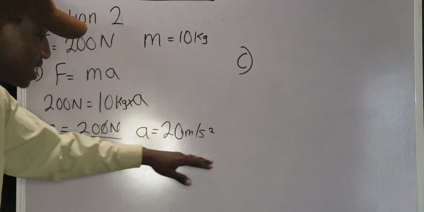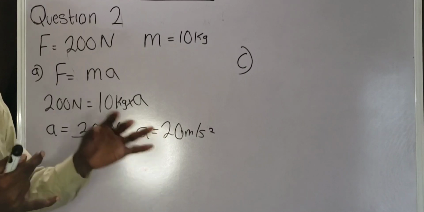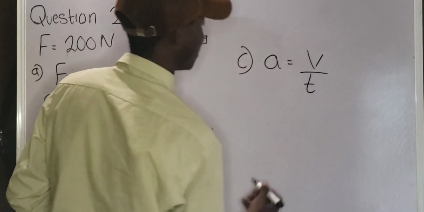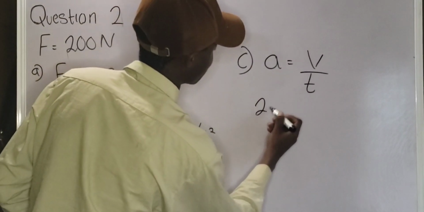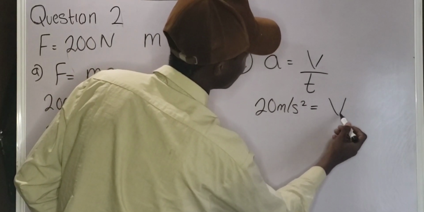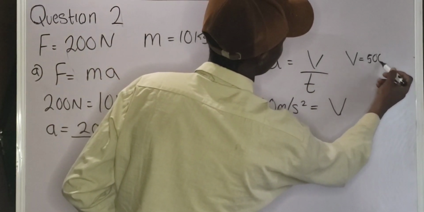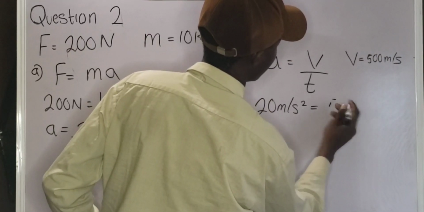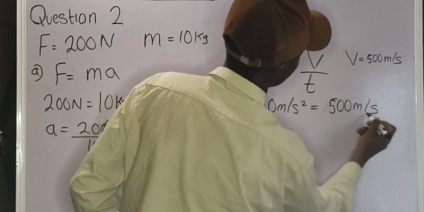Now, don't forget that the relationship between acceleration, velocity, and time is this: acceleration is equal to velocity over time. Do you understand? And we have calculated the acceleration as 20 meters per second squared. So I'm going to have 20 meters per second squared is equal to velocity, which is the speed. The speed has been given as 500 meters per second, all over time.